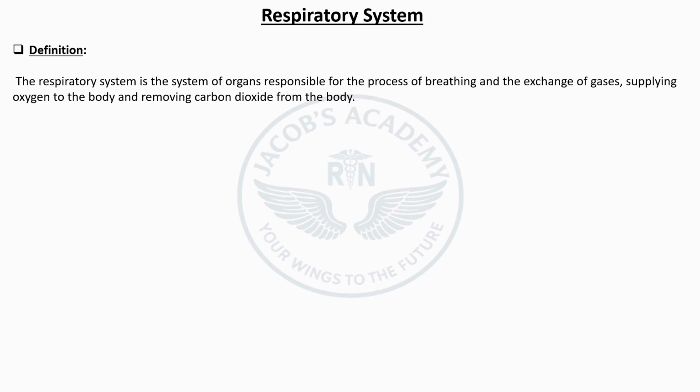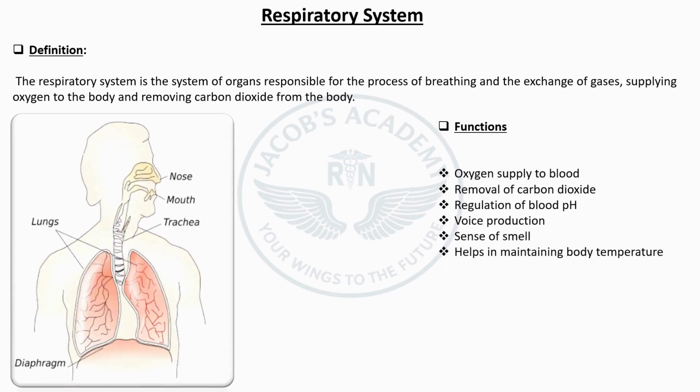So now let us look at the functions of the respiratory system. First, it provides oxygen to the blood, which is very necessary for all body cells. Second, it helps in the removal of carbon dioxide, which prevents acid buildup in the body. The third one, the respiratory system plays an important role in the regulation of blood pH. It is also responsible for voice production through the larynx and helps in the sense of smell through the nasal cavity.